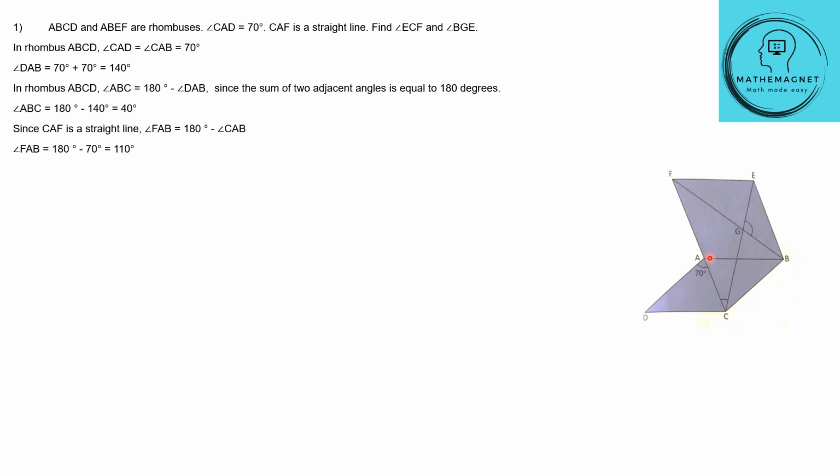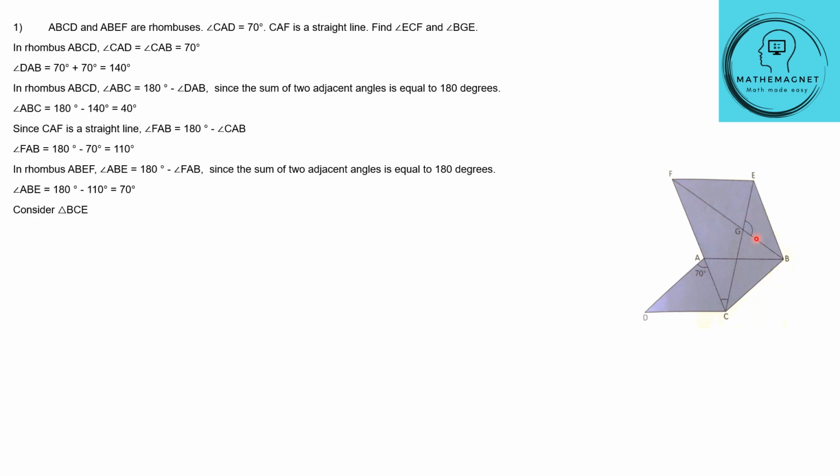Now we know angle FAB in the rhombus ABEF. In the next step, we look at rhombus ABEF and angle ABE. We know angle FAB, which we just found, is 110. Since the sum of two adjacent angles is equal to 180 degrees in a rhombus, angle ABE will be equal to 180 minus 110, which is equal to 70 degrees.